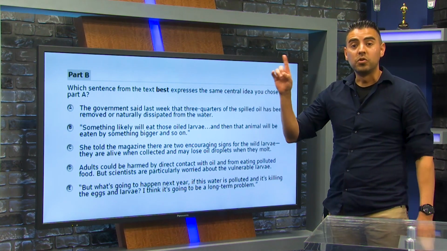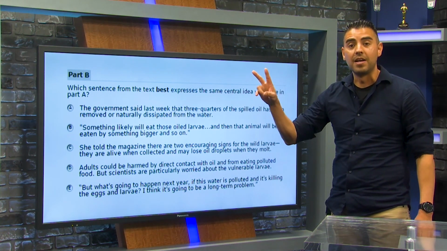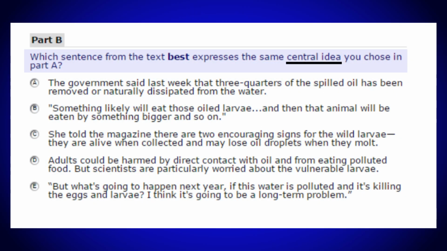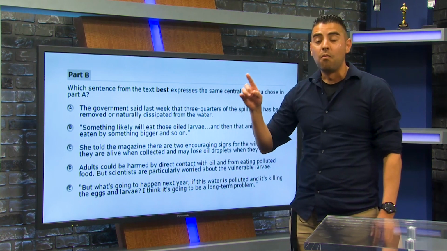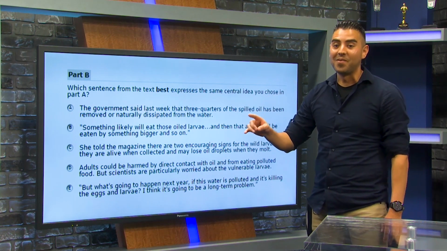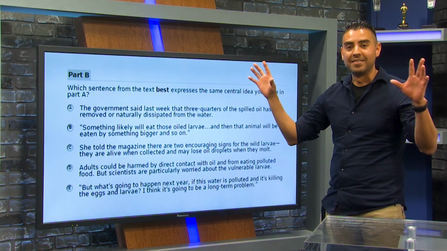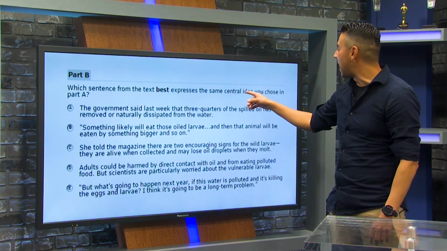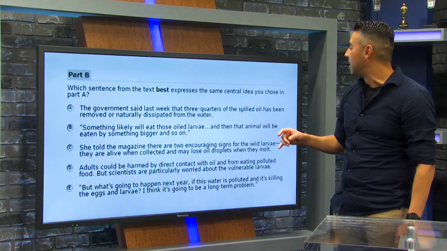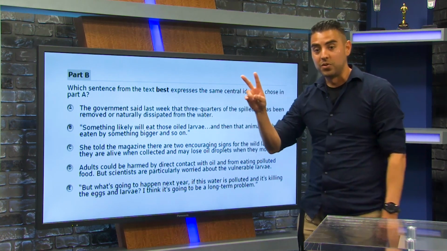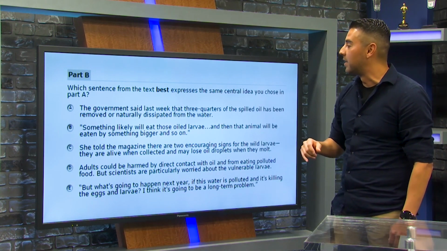So again, let's use those two strategies. Read the question and define our terms. Which statement from the text best expresses the same central idea you chose in part A? So it's important that we get the right answer in part A or else we're going to get the wrong answer here. So again, best is excellent, right? Excellent. And it's asking us to identify another answer that expresses the same central idea. So two central ideas. So let's begin.